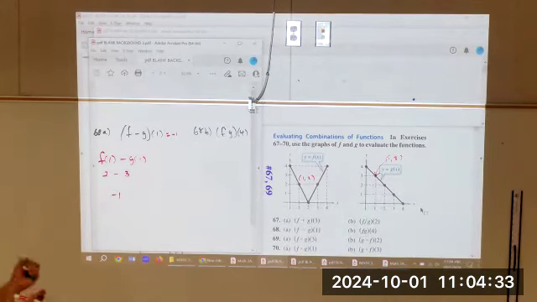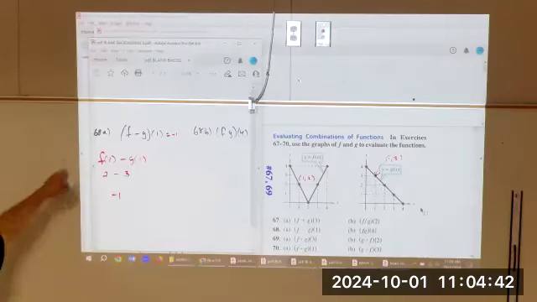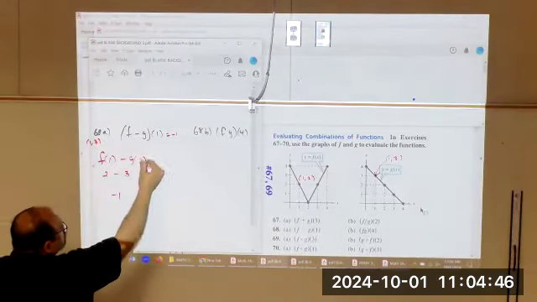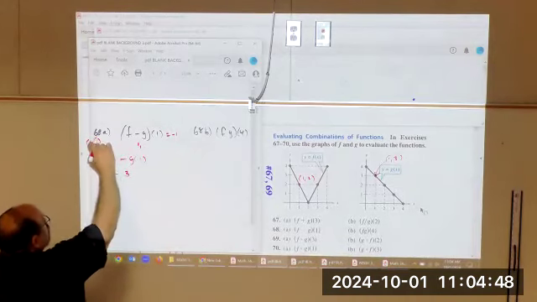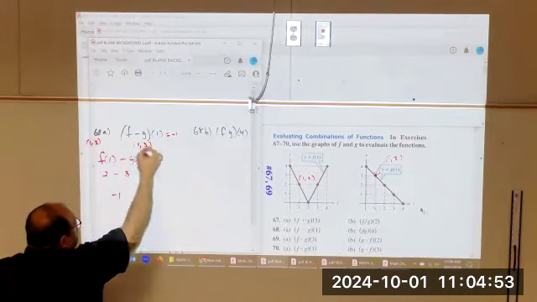All the rest of the points don't matter. I'm just focusing on F minus G. So rewriting it focuses me on just those two ordered pairs. On function F, it's 1, 2. On function G, it's 1, 3.